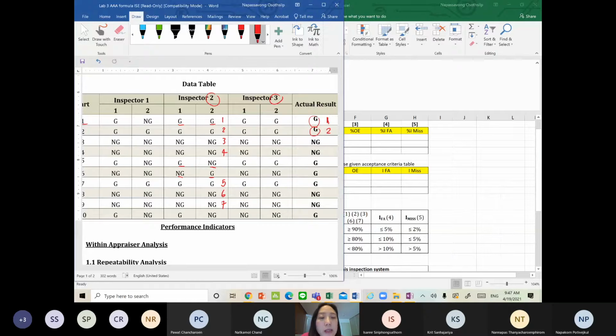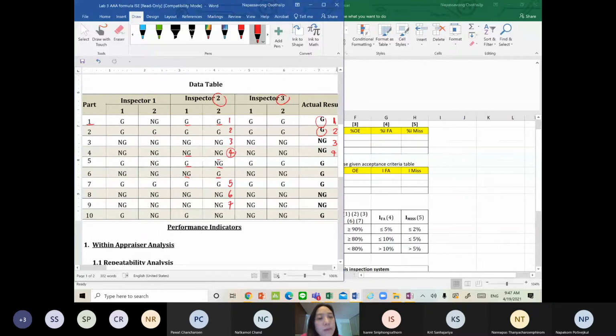Number 3, NG, and NG, okay? NG, 4, NG, and NG, okay, 4. And looking at part number 5.